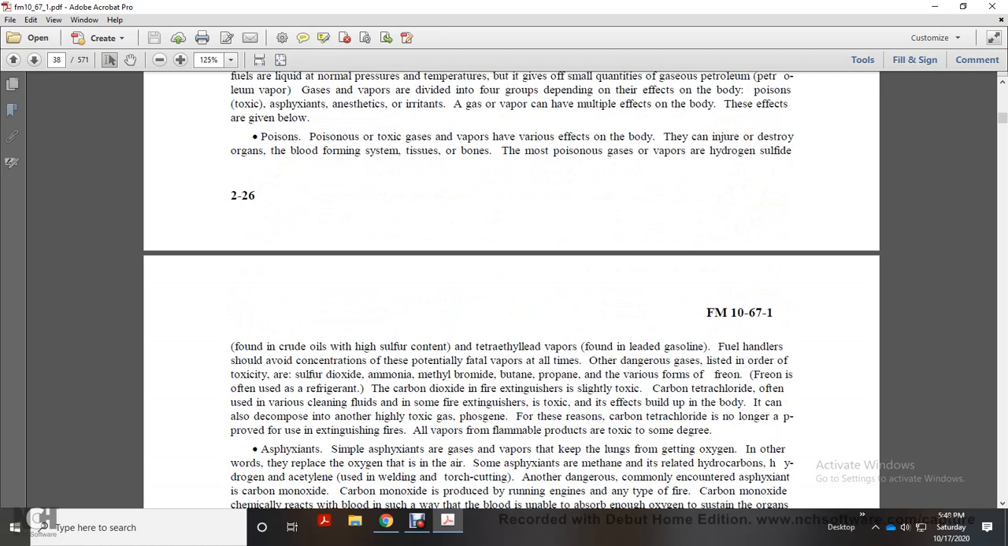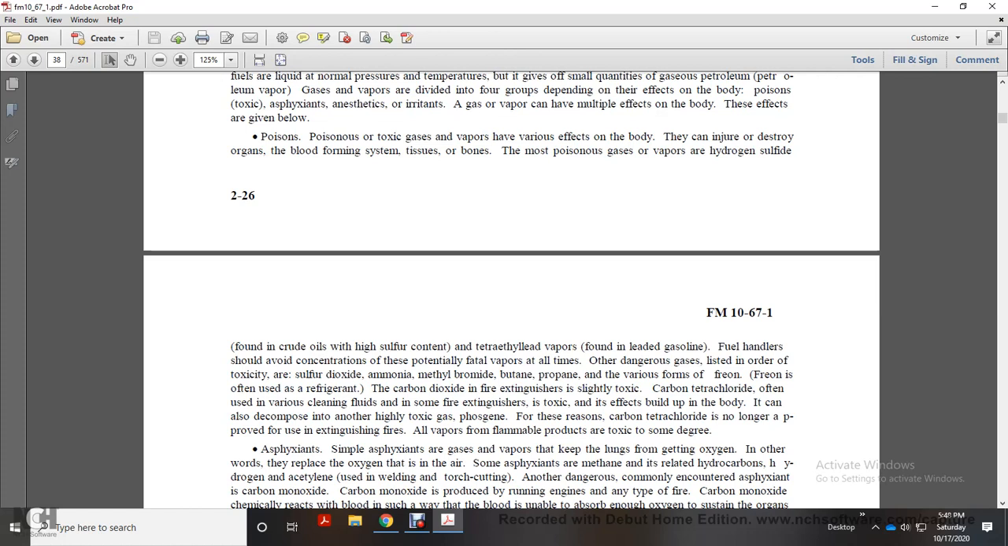Fuel handlers should avoid concentrations of potentially toxic vapor at all times. Other dangerous gases, listed in order of toxicity, are sulfur dioxide, ammonia, methyl bromide, butane, propane, and various forms of Freon. Freon is often used as a refrigerant. Carbon dioxide from a fire extinguisher is slightly toxic. Carbon tetrachloride, often used in various cleaning fluids and some fire extinguishers, is toxic.